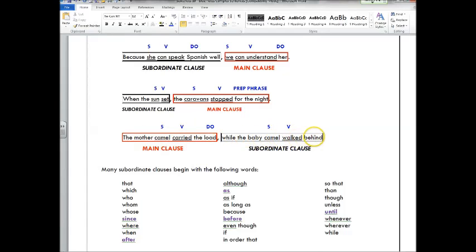While the baby camel walked behind is your subordinate clause. It cannot stand on its own. It needs this main clause in order to make sense. Camel is your subject. Walked is your verb. While the baby camel walked behind. If we tried to put it on its own, we'd have a big question mark going: while the baby camel walked behind what, right? And that's answered in our main clause.